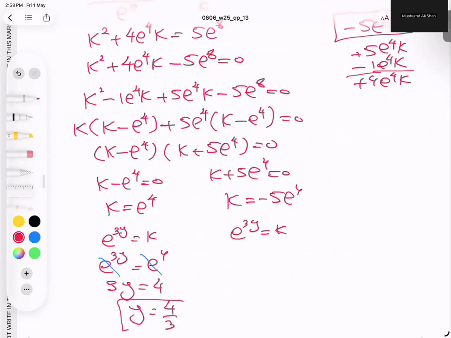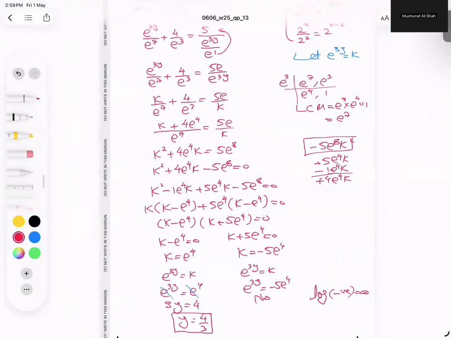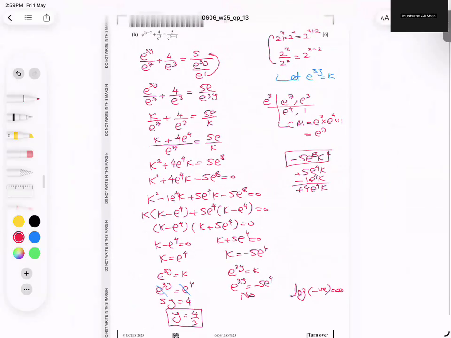This is my final answer, but check from here. When I plug in this one, students, here, negative 5 e to the power 4. Look at here. I just compared, no number before e, okay? But here we have a number with e. So we have one choice, take a logarithm, and the log of a negative value is a math error, undefined. So no solution will come from here. I hope the concept of the question is very, very clear.